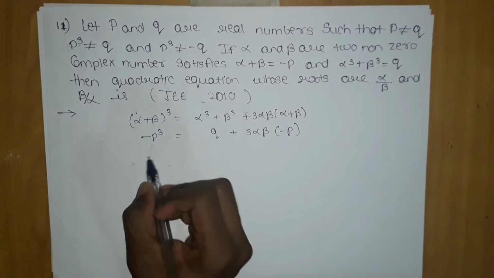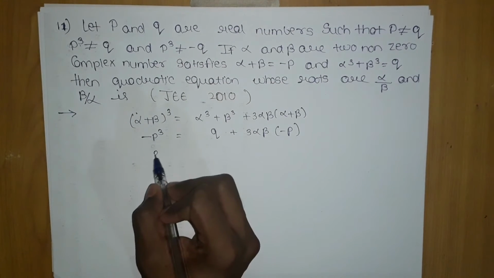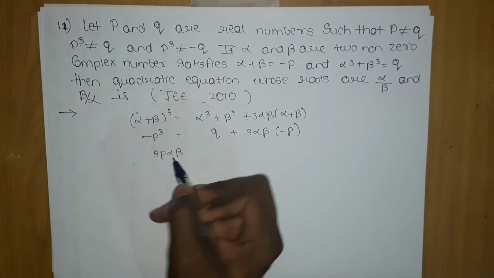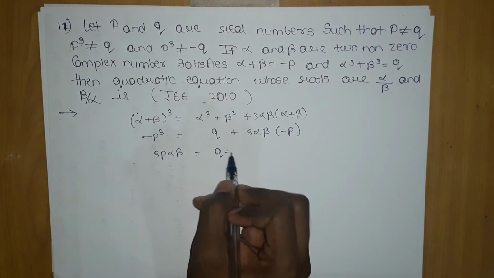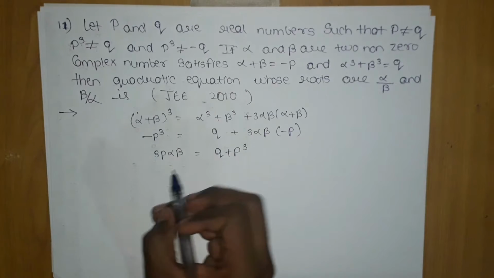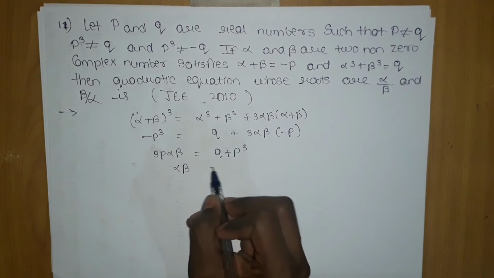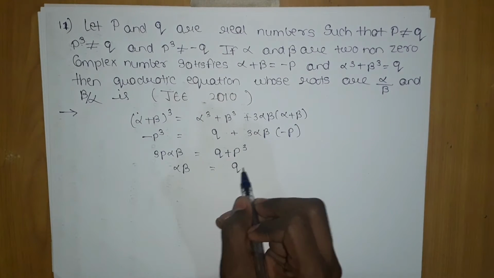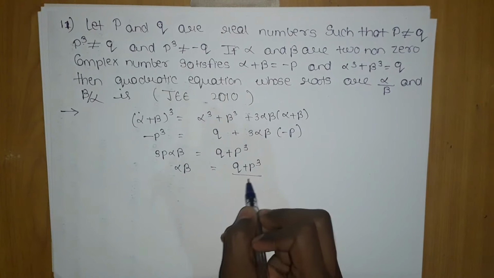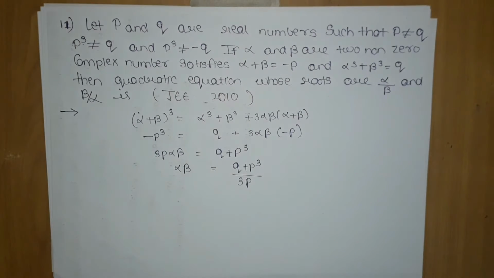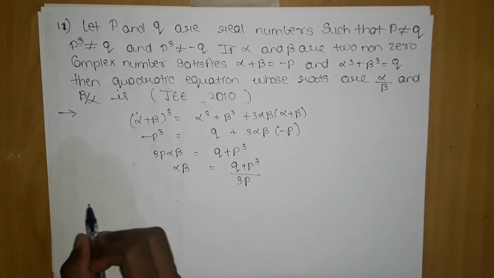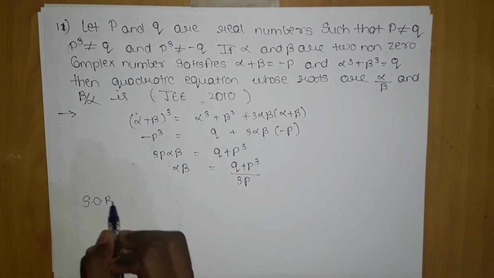Okay guys, so what I will do, I will bring this here. So I will get 3P alpha into beta equals Q plus P cube. Now I can get alpha into beta, which will be Q plus P cube upon 3P. So I got the product of these roots.